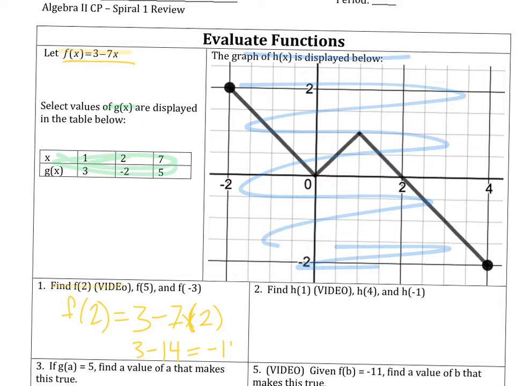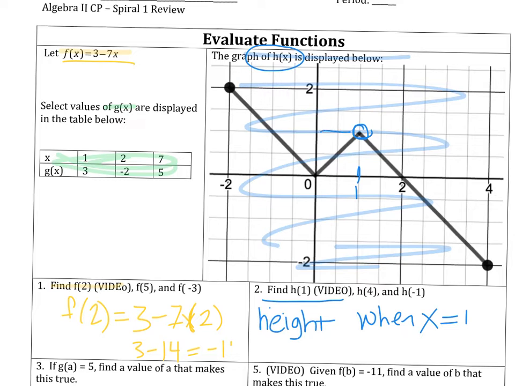For number 2, the video part is going to be for h of 1. h is what we identified as our graph. So this means we're looking for the height of our graph when x equals 1. So if I go over to my graph, and it looks like this is 2, so there's 1. The height is what we're looking for, when x is 1. So we're going to find our graph. x is 1 here, and this has a height that's also 1. That means that h of 1 is equal to 1.